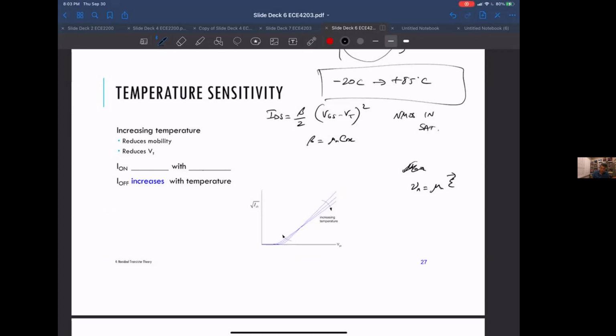So that's one effect. But there's an effect that goes in reverse of that: the threshold voltage also goes down with temperature. And when your threshold voltage goes down, that actually increases your current. So there's this fight between those two. But in the end, what happens is your on current always goes down with temperature.